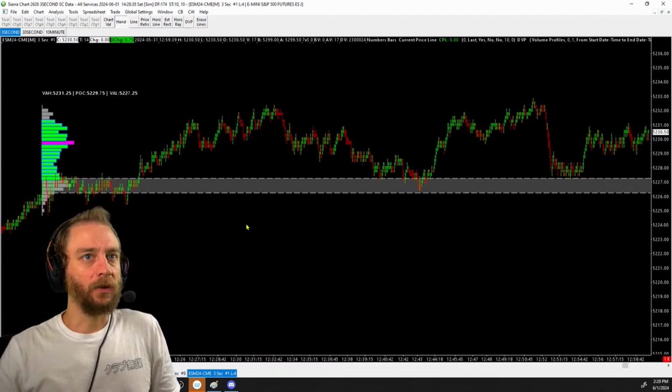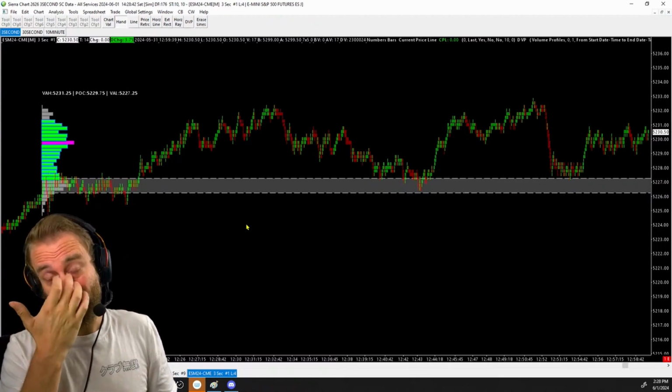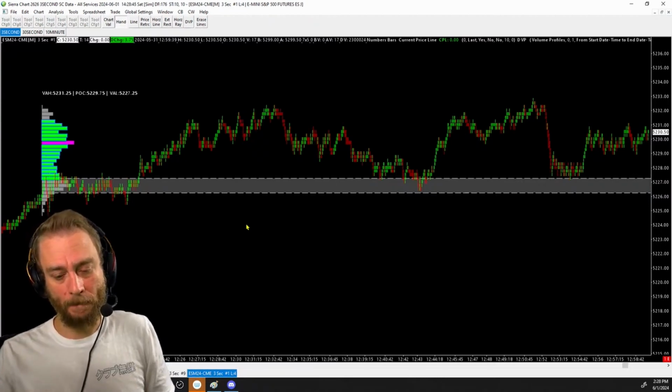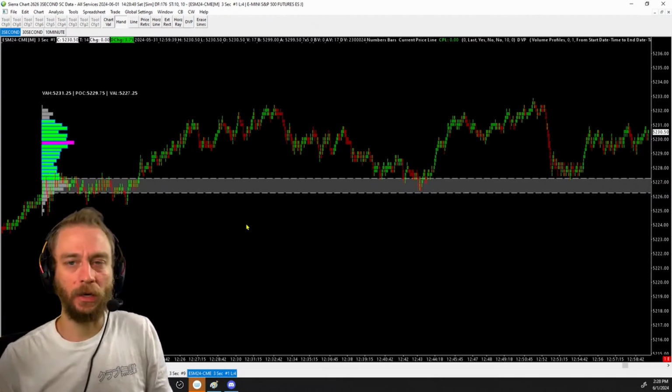Looking at these reclaims and scalping those are really good scalps, but you want to use correlation. There's a high probability they're going to take the reclaims back.